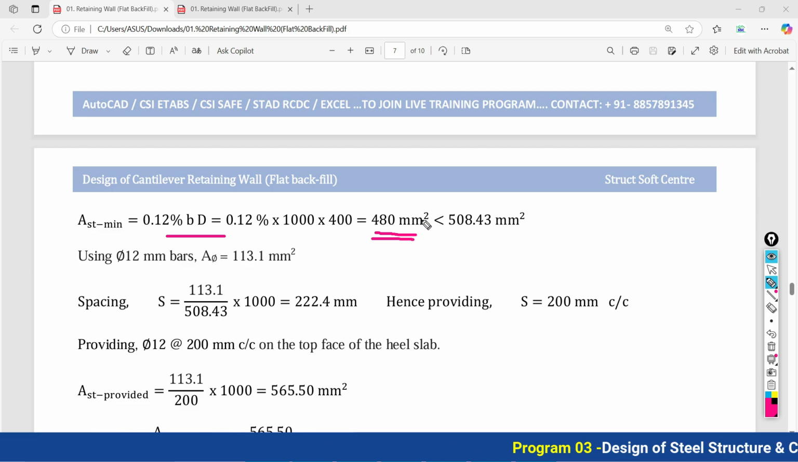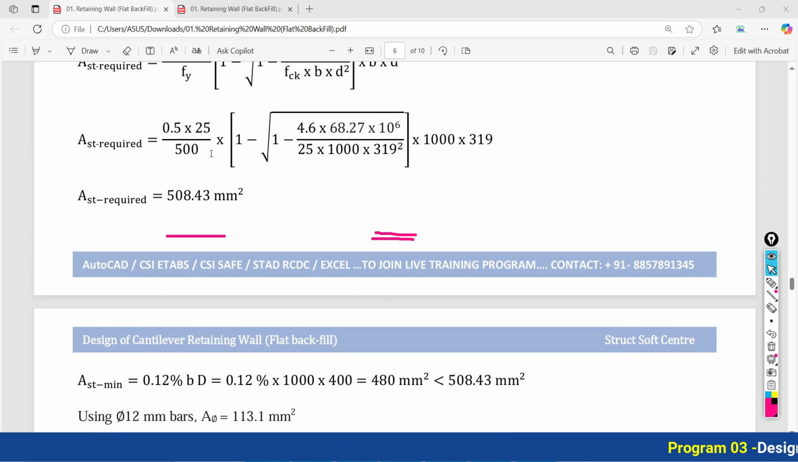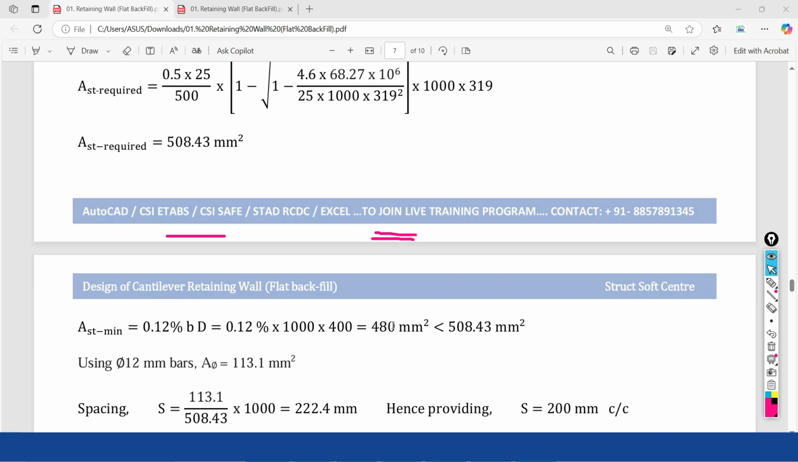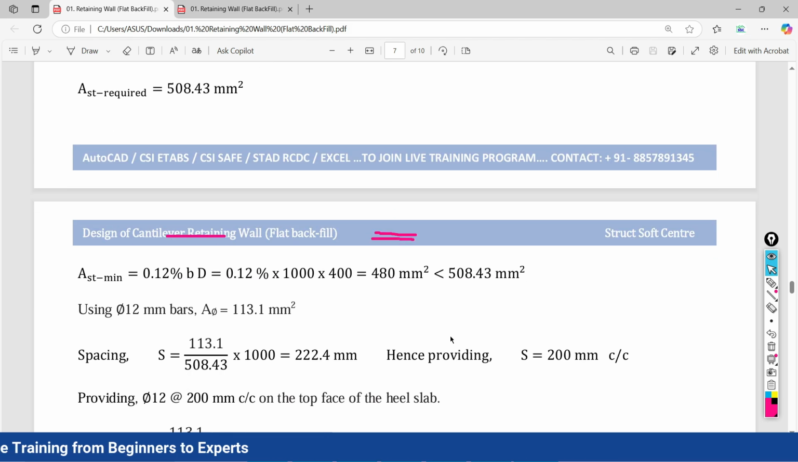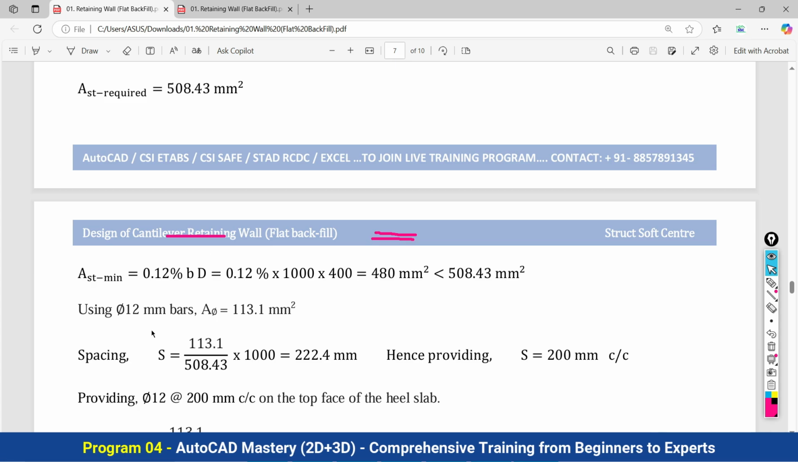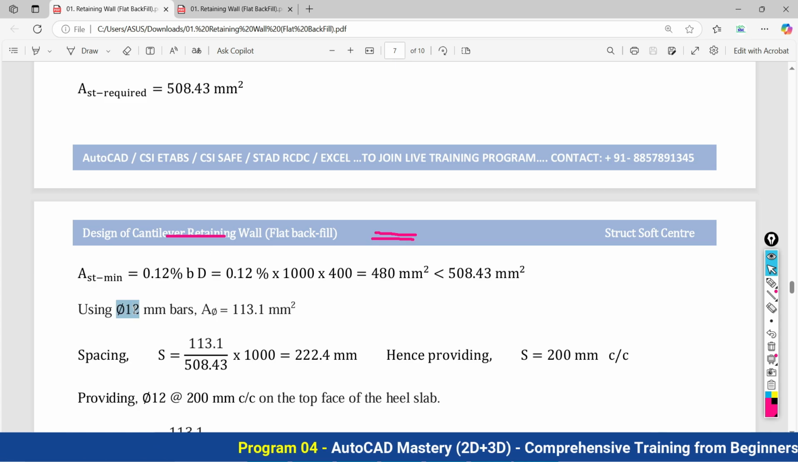Now we have to compare with the demanded reinforcement, that is 508. After comparison we will come to know that 480 is less than 508. So we have to provide at least the greater value. 508.43 is the reinforcement we are going to provide. Finally, now using 12 mm diameter bar, what is the unit area of 12 mm diameter bar?